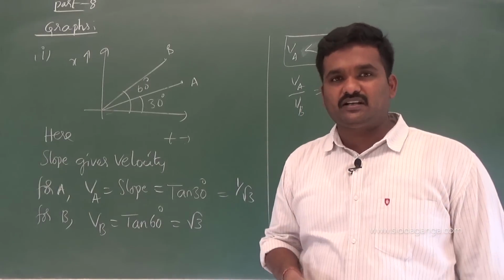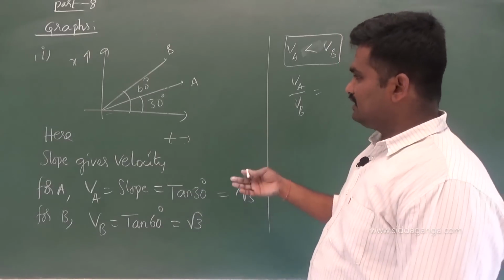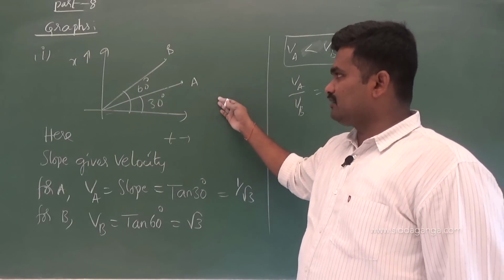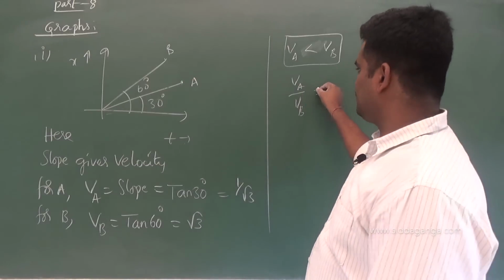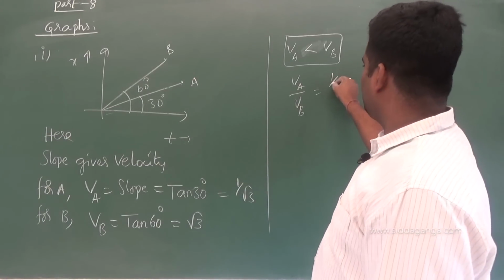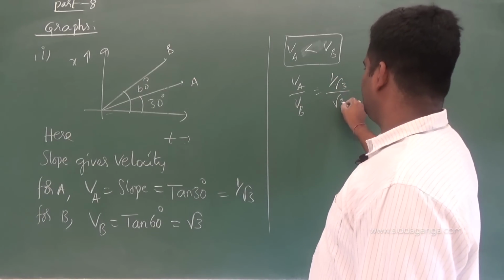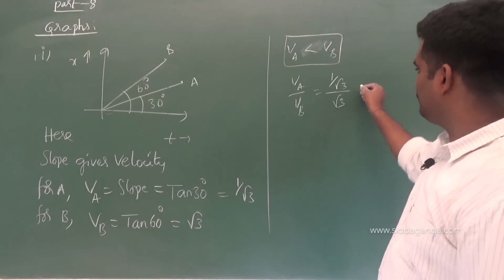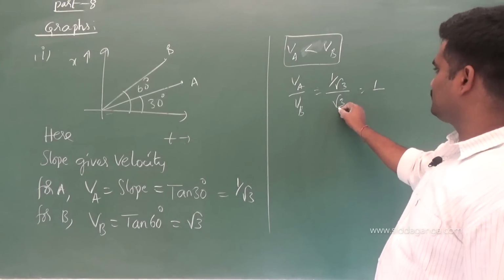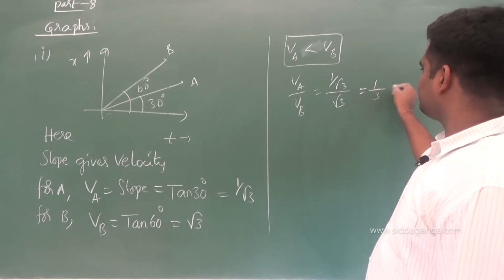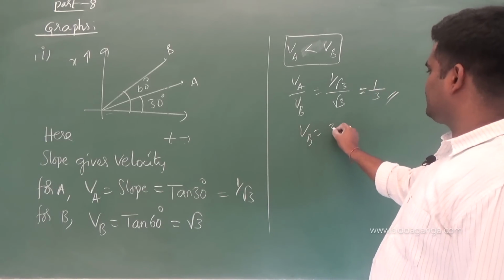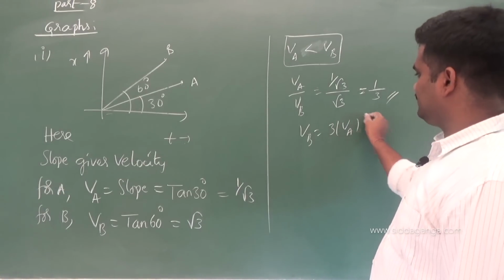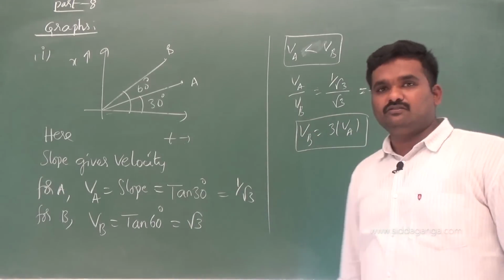In the numerical with 4 options, they will ask: if the displacement time graph is as shown, then what is the ratio of velocity of A to velocity of B? 1 by root 3 divided by root 3 means how much? 1 by root 3 whole square, it will become 3. Or VB will be 3 times the velocity of A. That's the relation among these. That's how you need to write it.